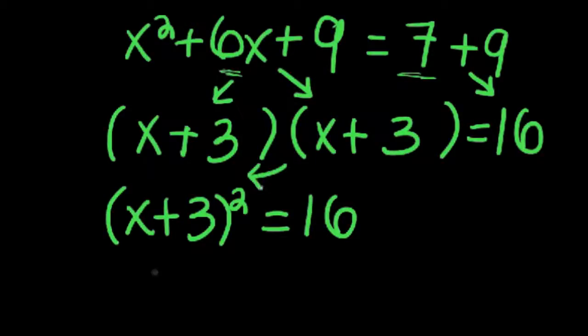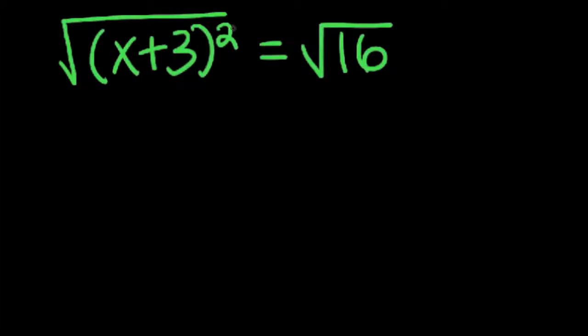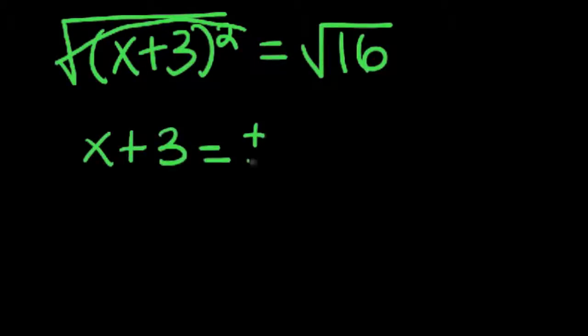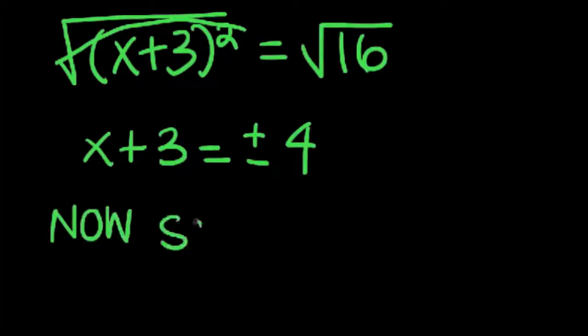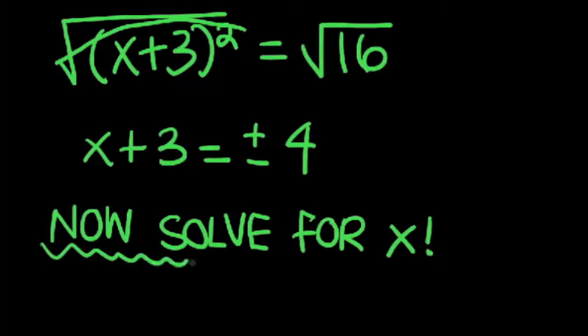Now we have to solve. How do we get rid of the square? We use the square root. We're then going to have to cancel out the square root, and it's going to turn into x plus 3 equals 4. Now we don't know if it's positive or negative 4. Actually, it's both, so we have to remember to keep the positive and negative.